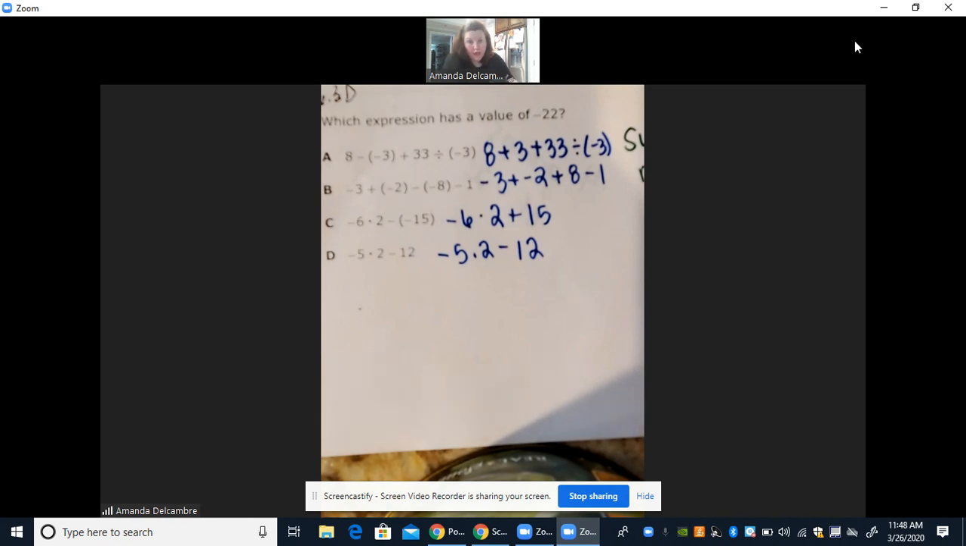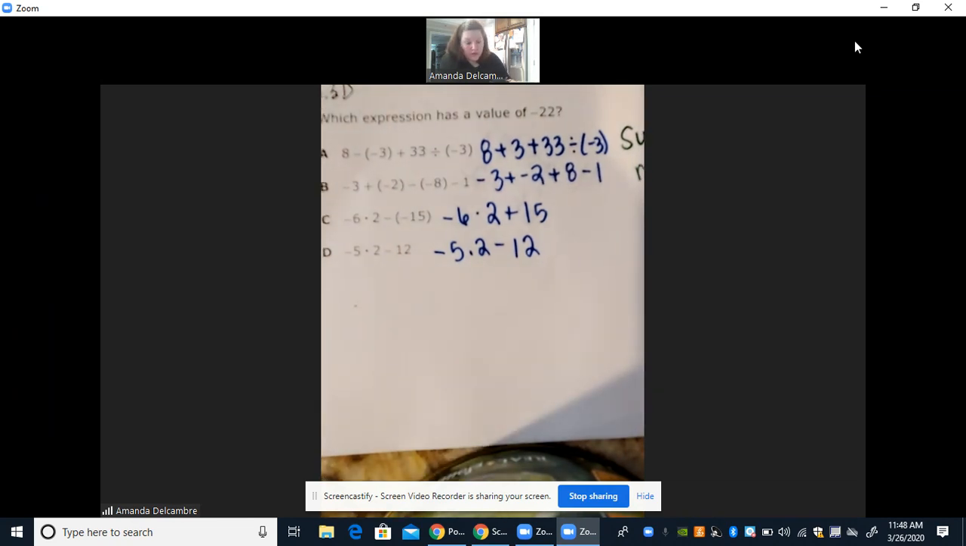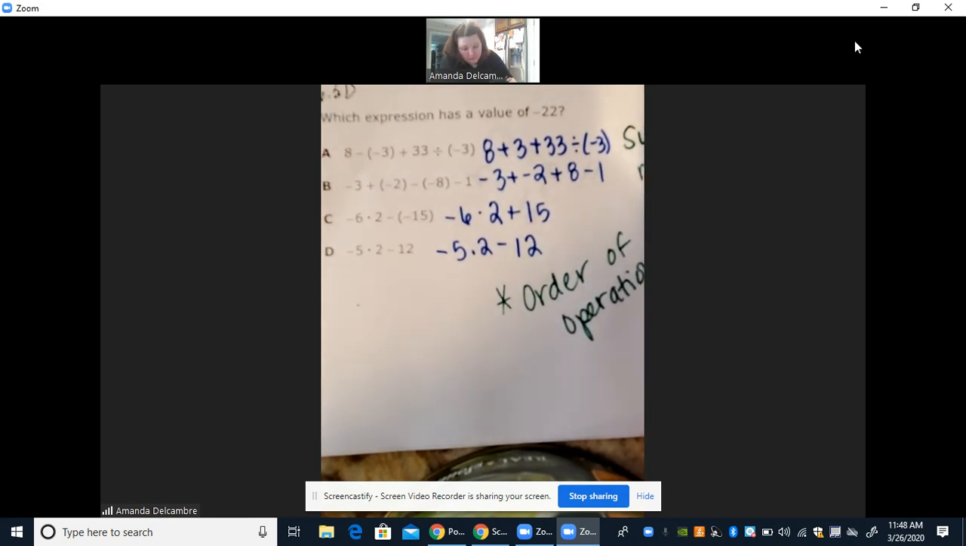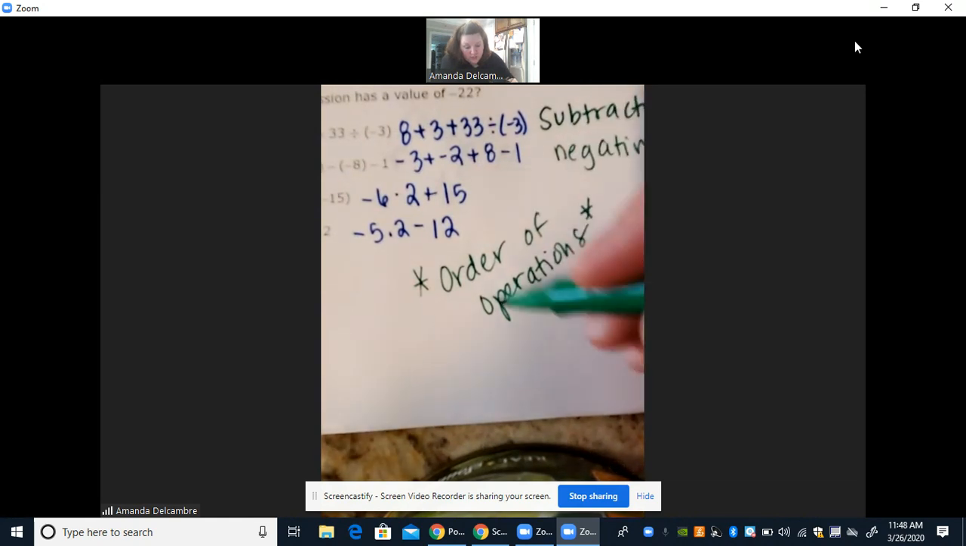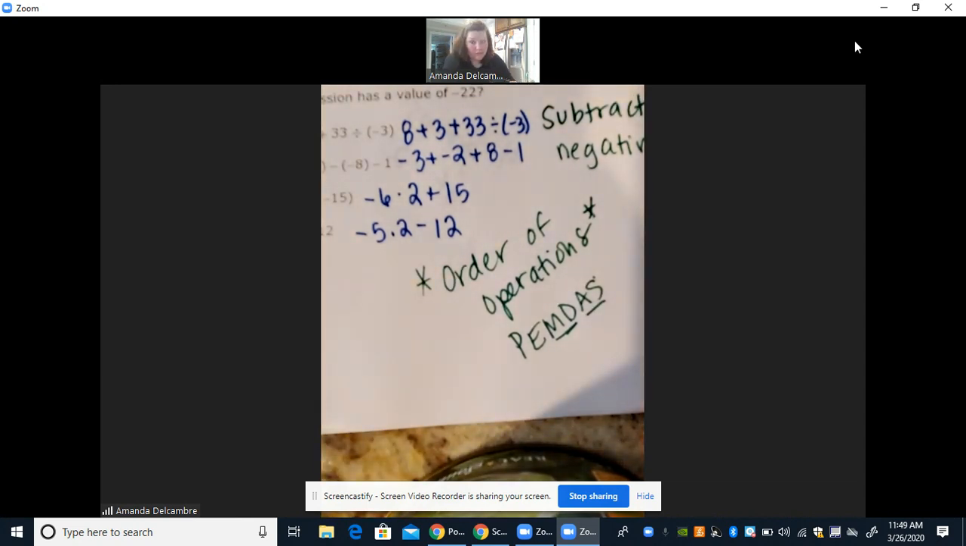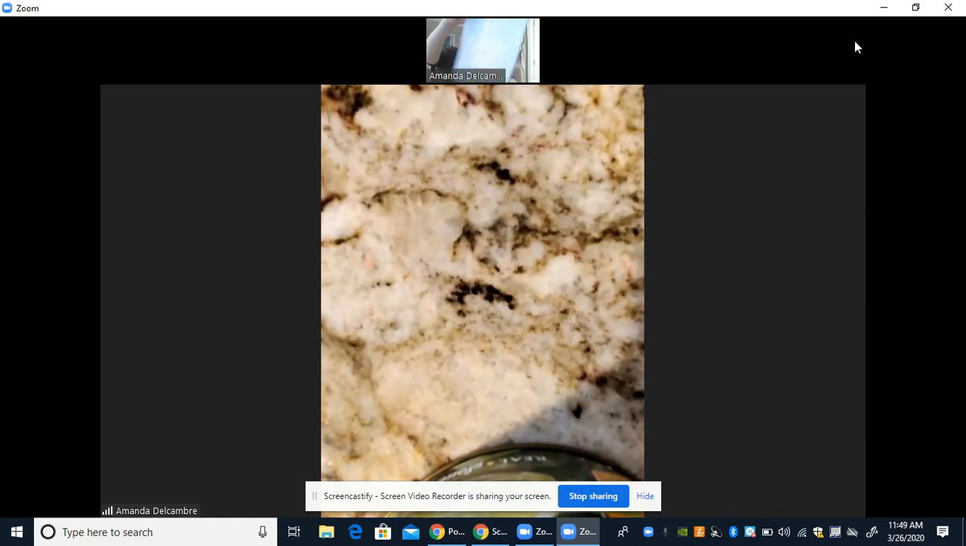Okay, so remember, what's key and important here is that when subtracting a negative, you add its opposite, but also remember order of operations. Order of operations, remember PEMDAS or GEMDAS. Parentheses, exponents, multiply and divide, which comes first from left to right. Add and subtract, what comes first from left to right as well. Okay, I'm going to flip to the next question.